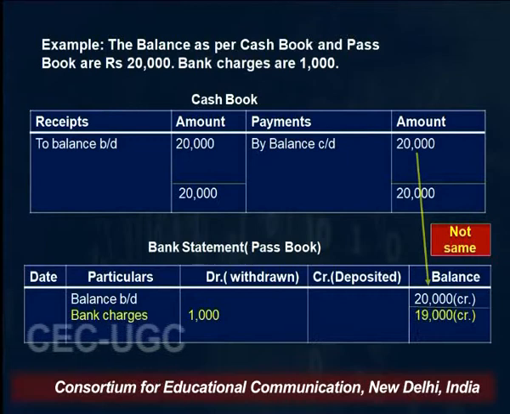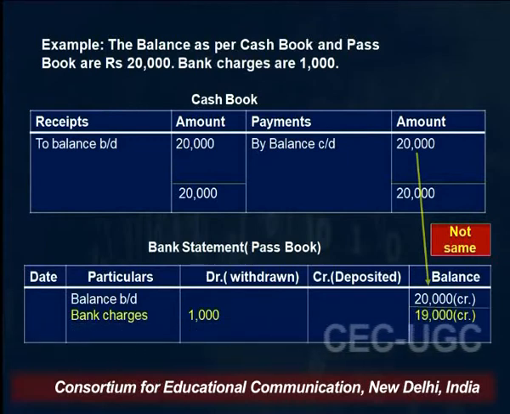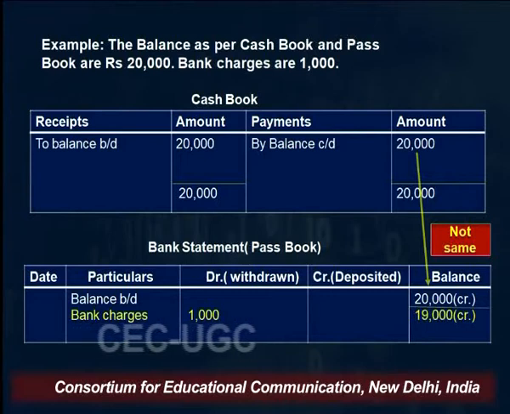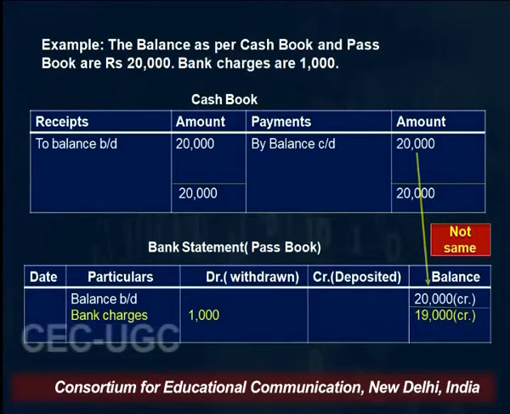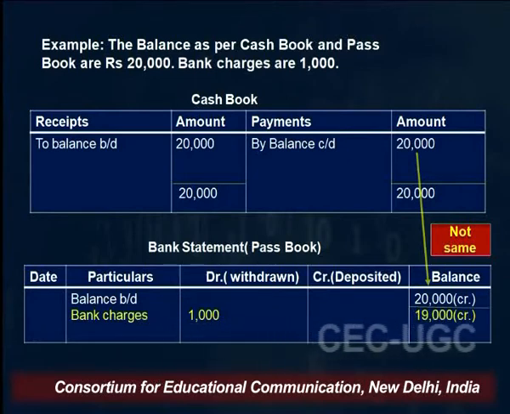So these were not recorded in the book which is maintained by us. I am repeating it again, the cash book is maintained by us and the passbook is maintained by the bank. So we have not recorded all those transactions about which we were not aware. They were the bank charges of rupees 1,000, about which we were not aware, so we have not recorded this in the cash book.